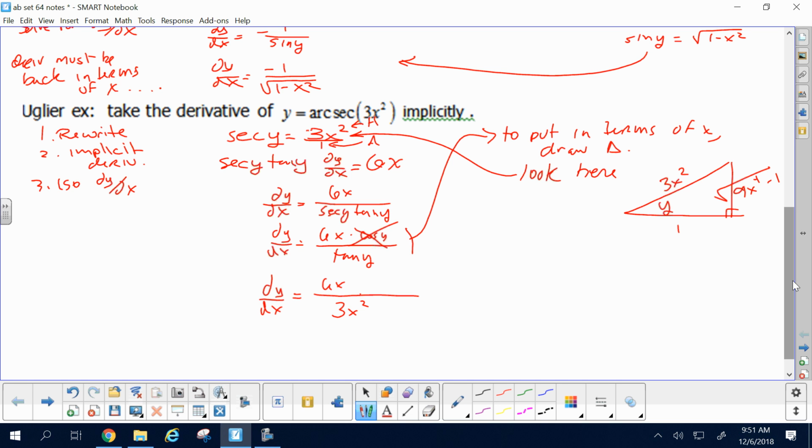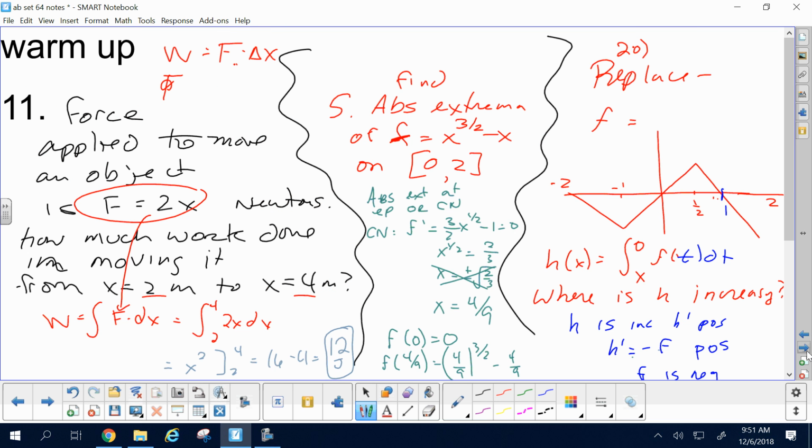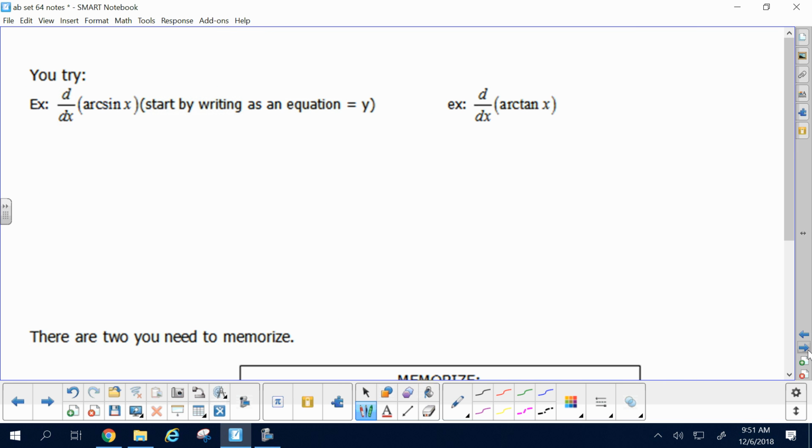Tangent. The picture definitely is necessary for tangent. What's tangent? Square root of 9x to the 4th minus 1 over 1. So that's a non-issue. All right. That's pretty ugly. That's about as ugly as you'll see. I have these out of order.